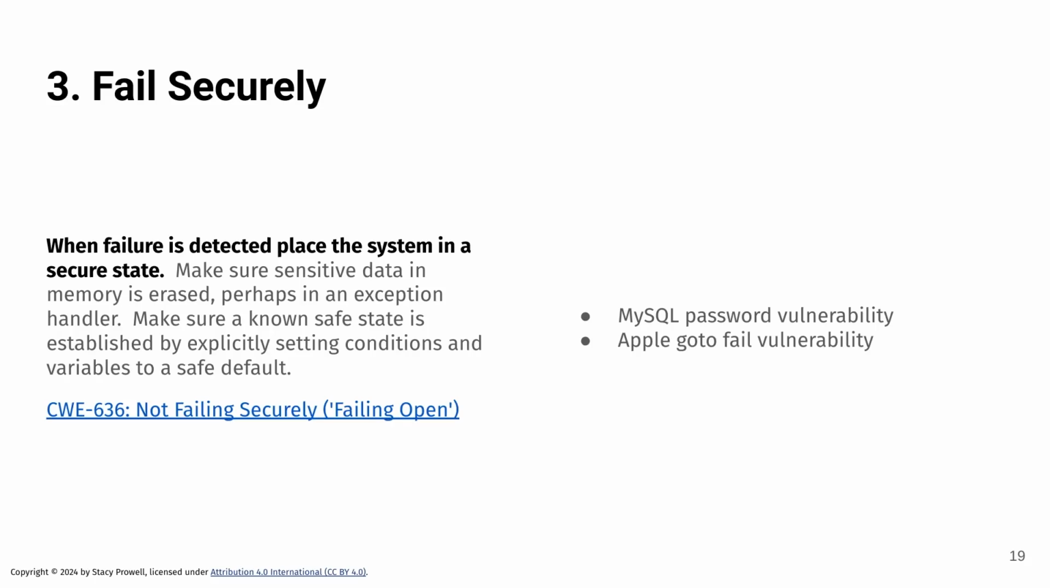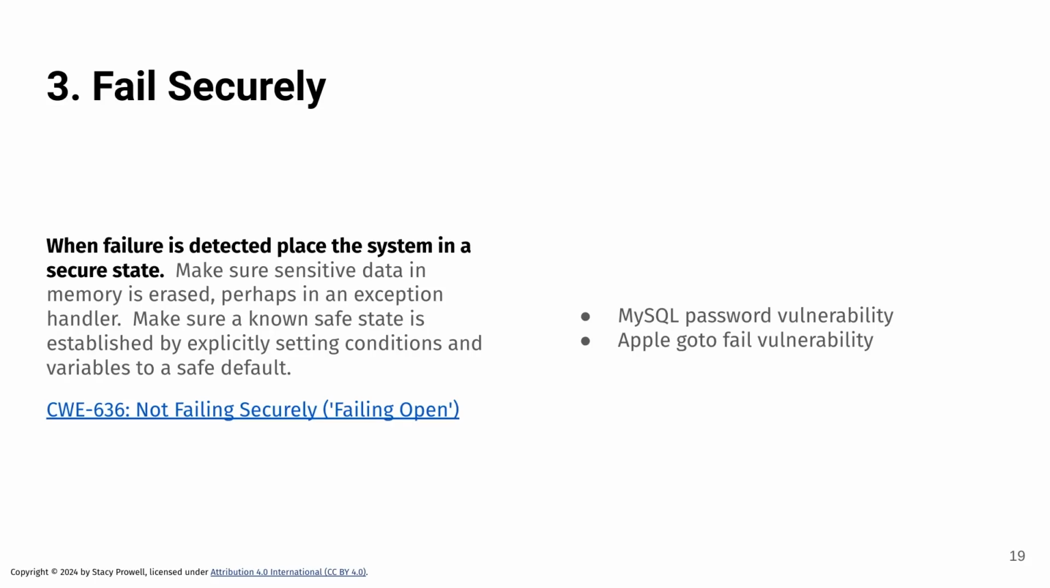When failure is detected, place the system in a secure state, right? Make sure that if there's sensitive data in memory, you erase it. You can do that in the exception handler, right? An exception occurs when someone's entering sensitive information. Don't just handle that exception and propagate it up. That stuff is left in memory. Erase it. So make sure there's a known safe state.